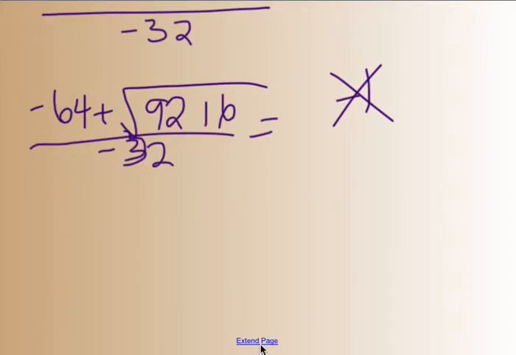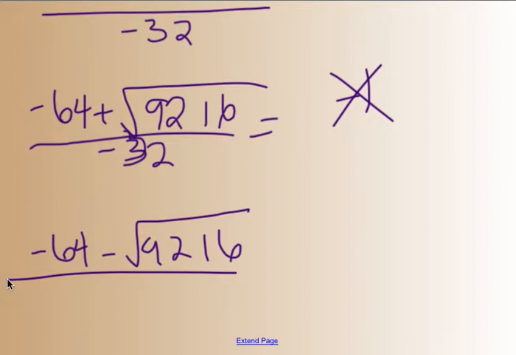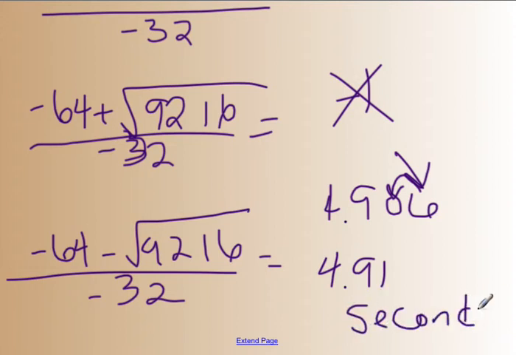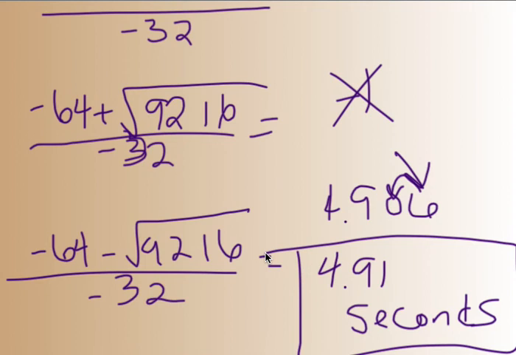So I'm going to do negative 64 minus the square root of 9,216. Again, hit enter in your calculator, and divide by negative 32. And then you get 4.906. Now, if we want to round it to 2 decimal places, I need to take a look at that third decimal place. Since that third decimal place is 6, that's greater than 5, which means I need to round this 0 up to 1. So I end up getting 4.91. And again, our time label is seconds. So it takes almost 5 seconds for our object to come back to the ground.